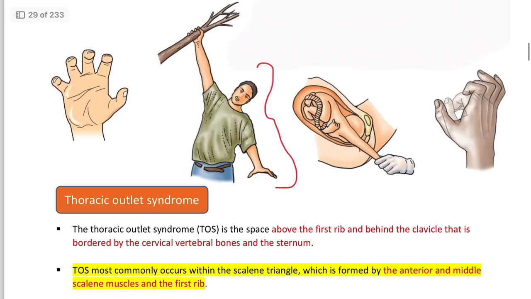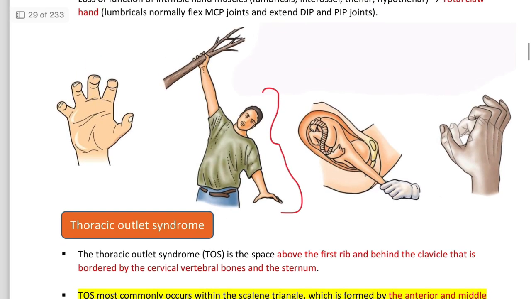This is what the image looks like. This is the image we can see here and here. This is the claw hand.